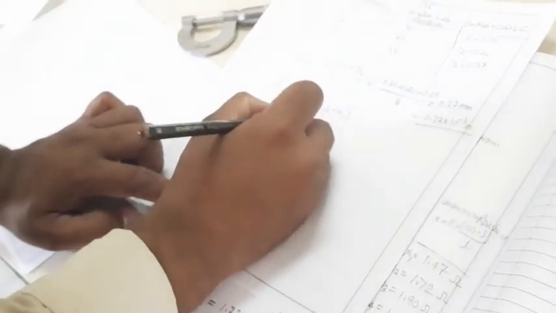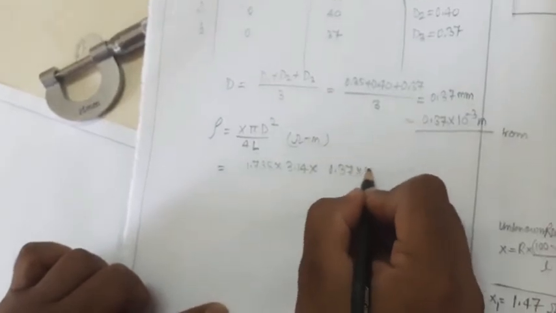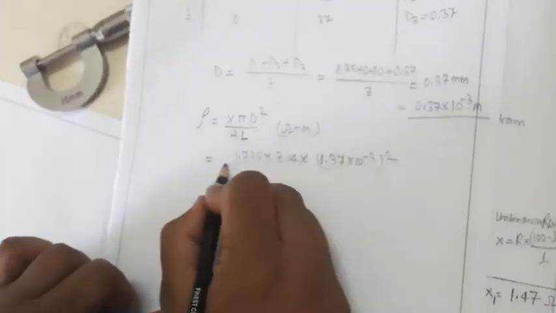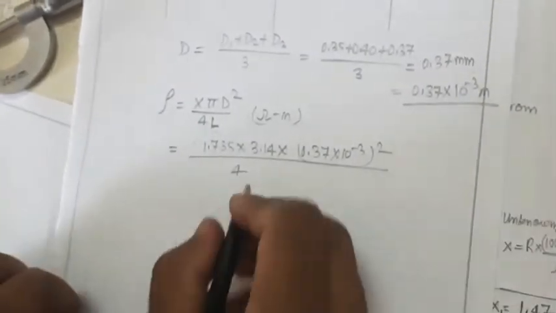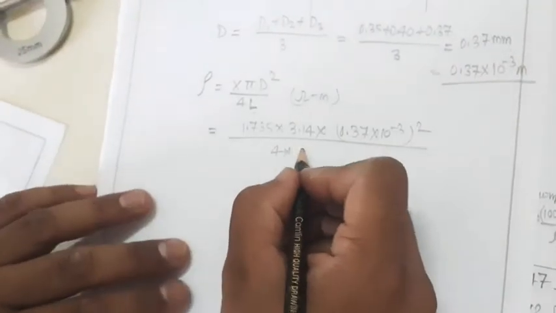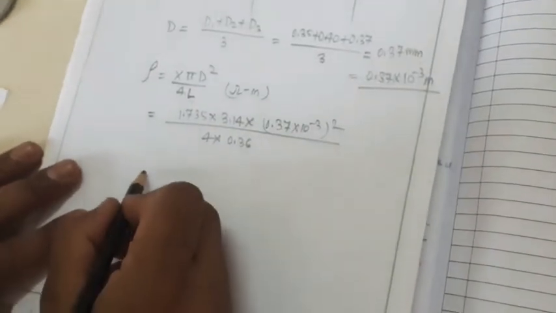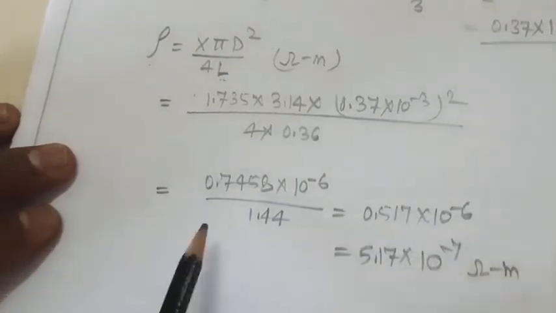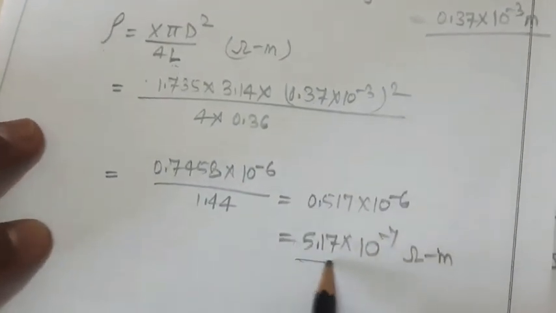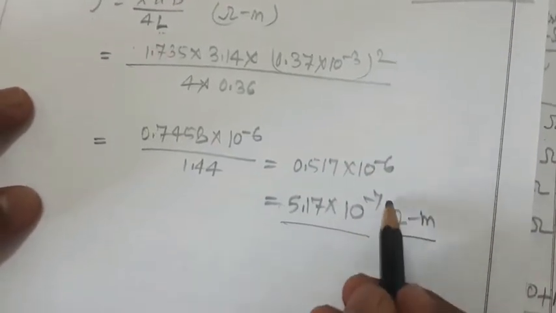1.735 into pi 3.14 into d square, that is 0.37 into 10 to the power minus 3 whole squared, upon 4 into L. L is 36 centimeter, or you can say 0.36 meter. Now you can calculate the specific resistance, and it will be 5.17 into 10 to the power minus 7 ohm meter. Just write down this unit.